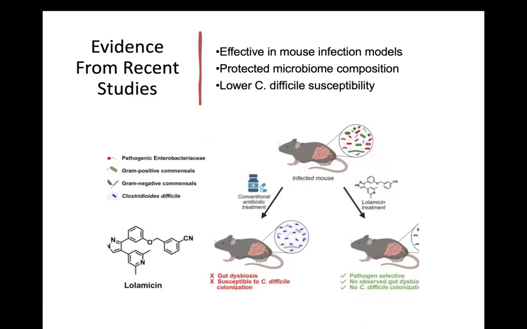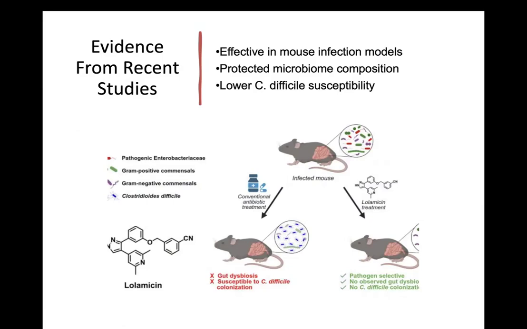In the mouse study, lolamycin has successfully cleared serious gram-negative infections. But what's even more impressive is that it preserved the natural microbiome. Mice treated with lolamycin had a much lower risk of developing C. difficile symptoms compared to mice treated with regular antibiotics, which is truly a big advantage.